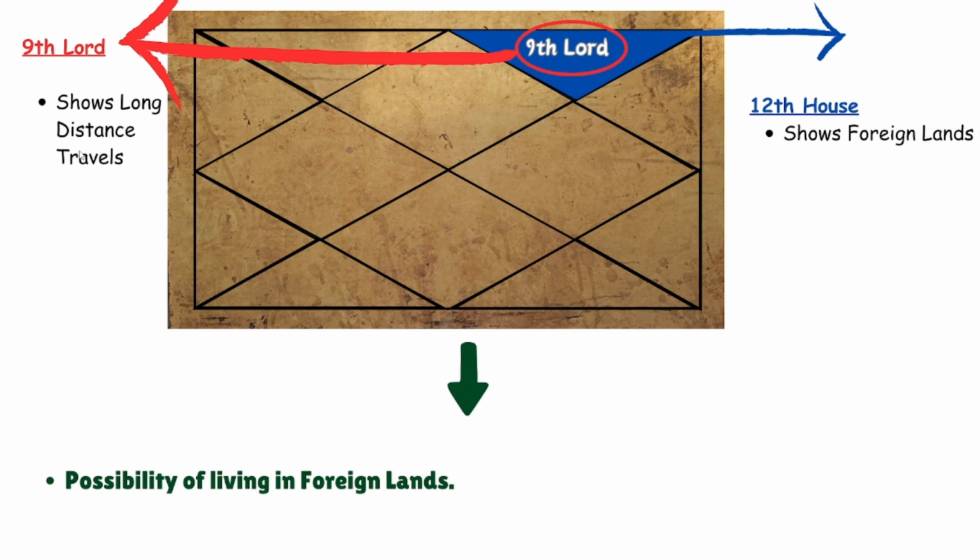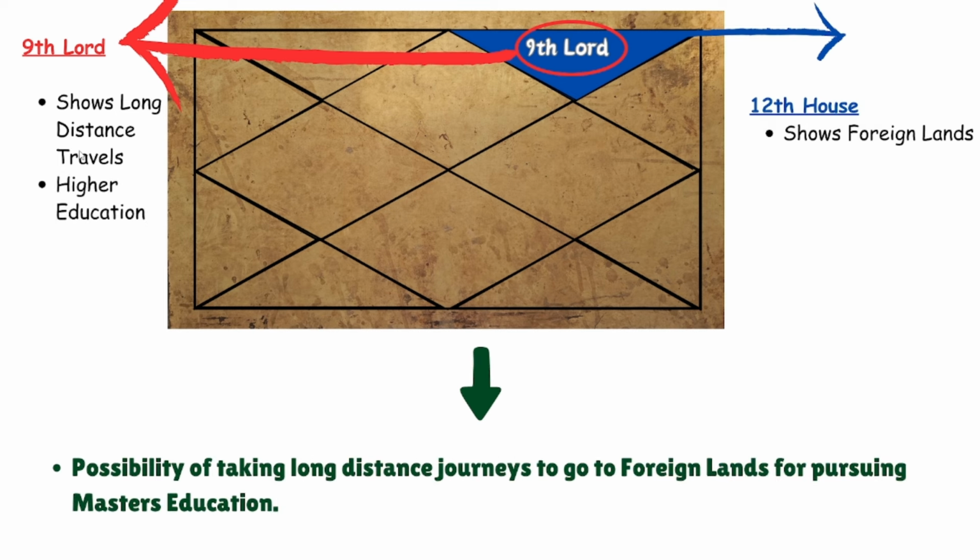Now, the ninth lord shows long distance travels, and the 12th house shows foreign lands. So, with this placement, there is a possibility of you going and living in foreign lands. Ninth lord shows long distance travels, higher education, and the 12th house shows foreign land. So, you might be taking long distance journeys, going to a foreign land for pursuing either your master's degree or your PhD degree. So, this is a combination which shows this.